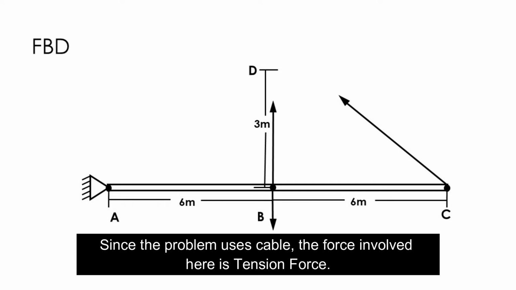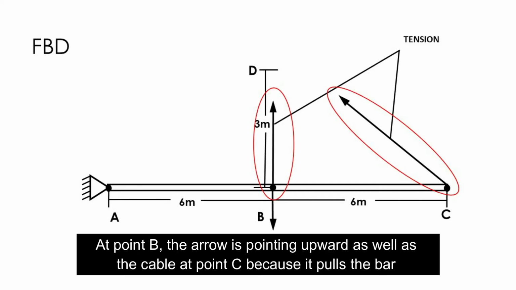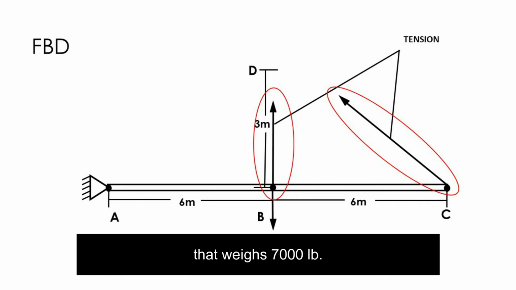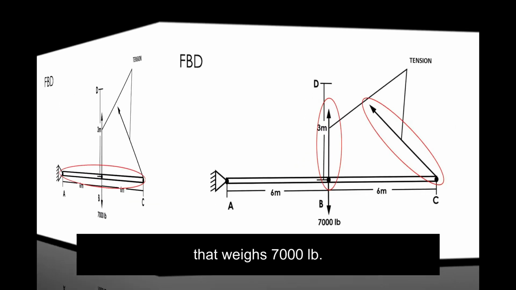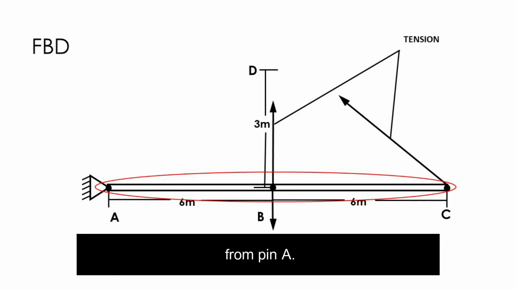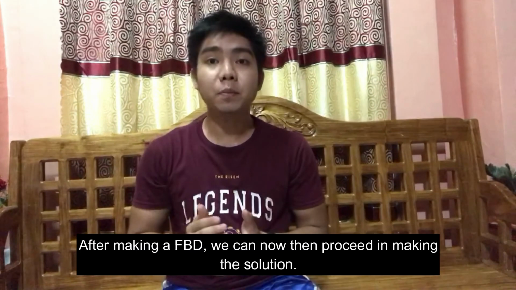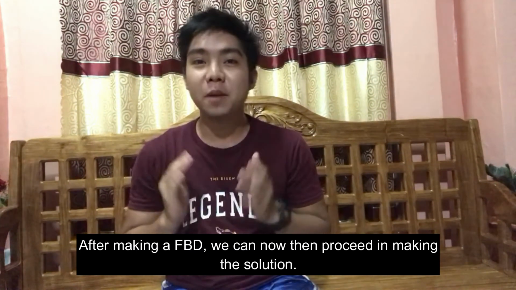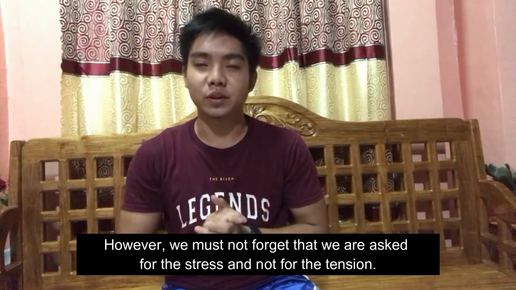Since the problem uses cable, the force involved here is tension force. At point B, the arrow is pointing upward, as well as the cable at point C, because it pulls the bar that weighs 7,000 pounds. Since the bar weighs 7,000 pounds and its length is 12 meters, its centroid is at half of its length, which is 6 meters from pin A. After making an FBD, we can now proceed in making the solution.